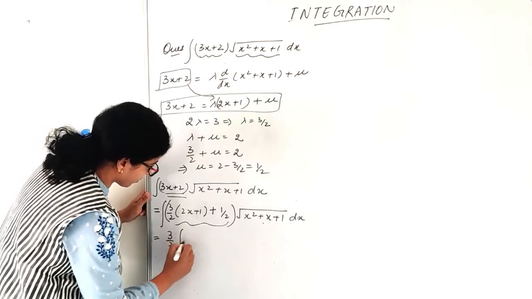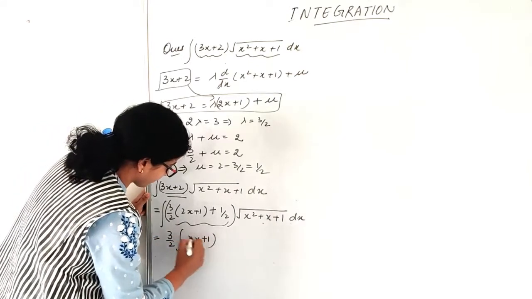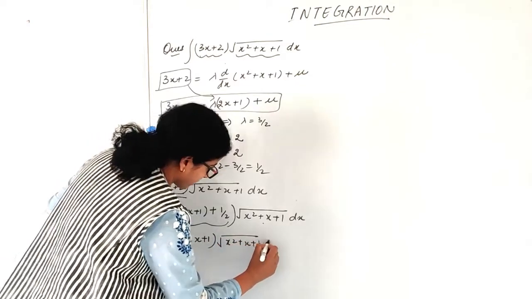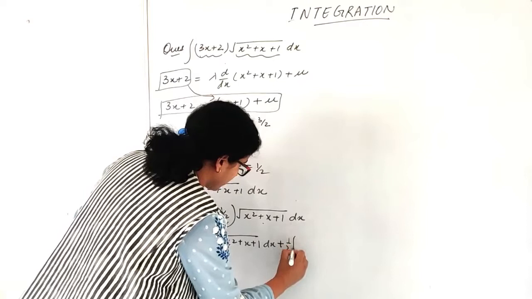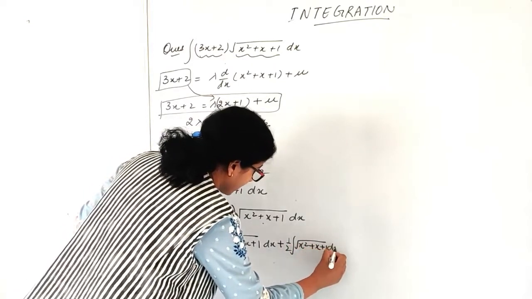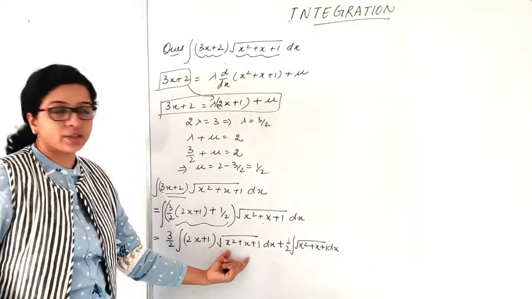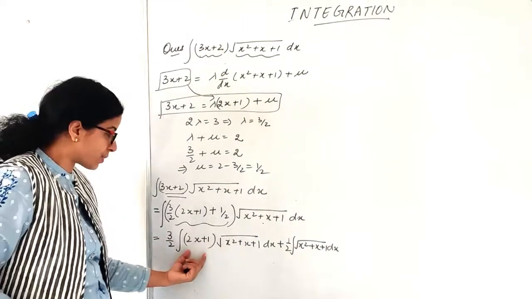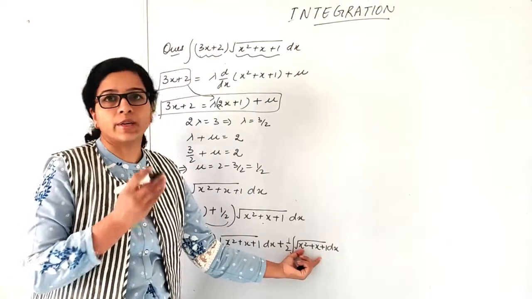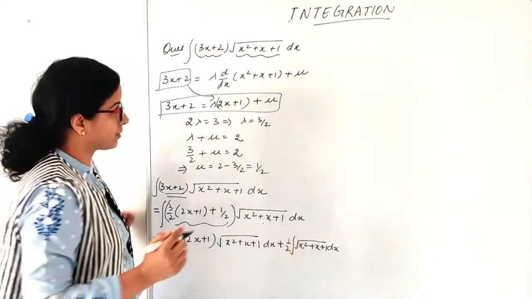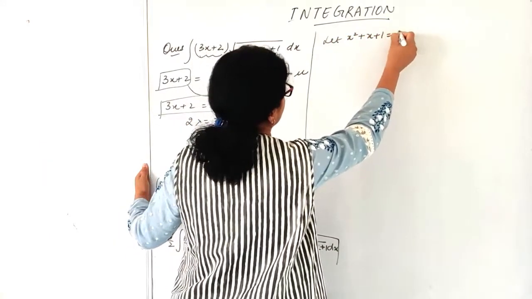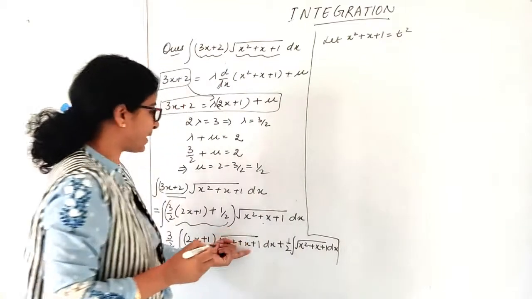So 3 by 2 will be outside, 2x plus 1 root x square plus x plus 1 dx, plus 1 by 2 integration root x square plus x plus 1 dx, right? If I assume this as t square, this is my differential, and this will make it a perfect square as we have been doing in the previous questions. So now let x square plus x plus 1 equal t square. It's very convenient if we take the under root part as t square.